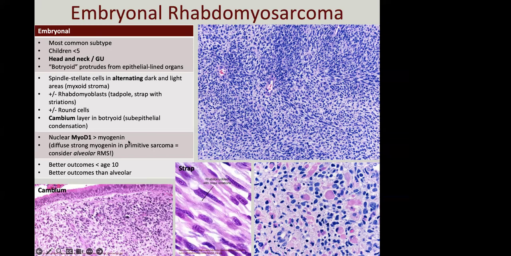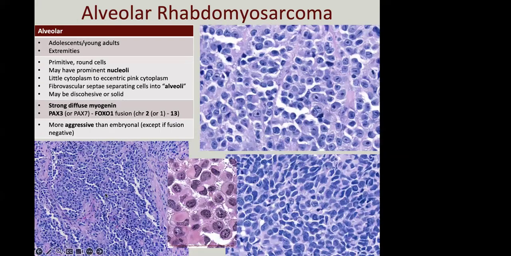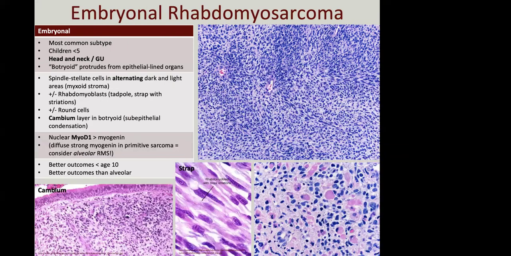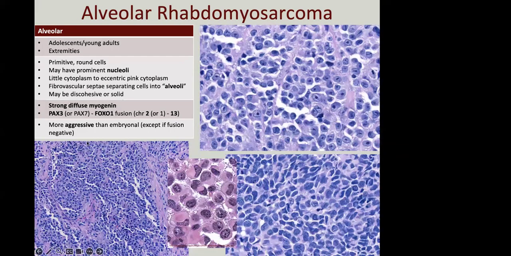MyoD1, myogenin, and desmin will be positive. The stronger and more diffuse your MyoD1 is, the more you might be concerned that the patient has the alveolar variant, which has the PAX-FOXO gene fusions and more aggressive behavior. For all intents and purposes, the morphology of these two can be overlapping. What's critical is diffuse strong intensity for MyoD1, which is predictive of the PAX-FOXO gene rearrangement, which is predictive of worse prognosis. So fusion testing or FISH is critical in all rhabdos to determine the presence of fusion for prognostic purposes.